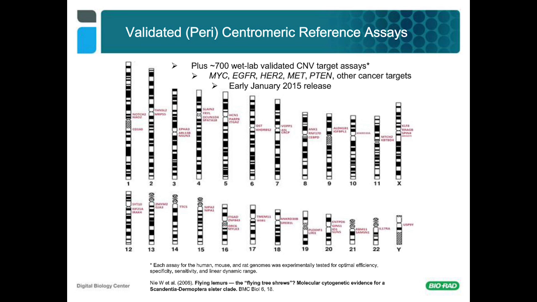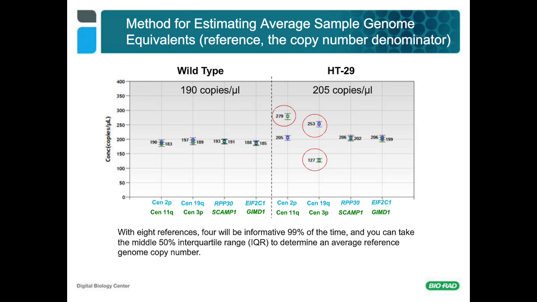For a blind approach, we asked our bioinformatics group to figure out a method to determine the average genome equivalence of a sample, or a baseline reference number. They determined that with 8 references, at least 4 will be informative 99% of the time. By tossing out the outliers, shown in red circles, and keeping the middle 50% interquartile range, you could establish a good reference number for your target of interest.